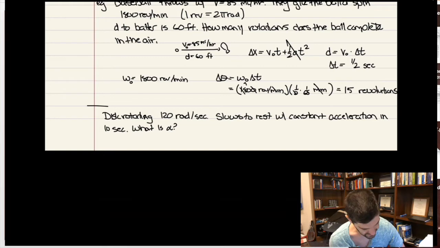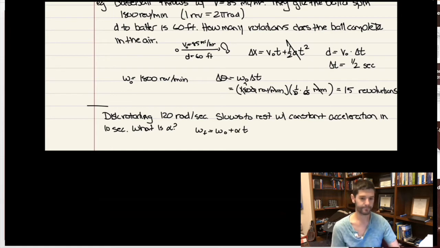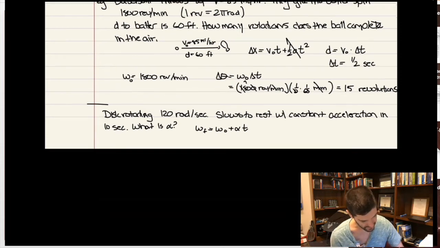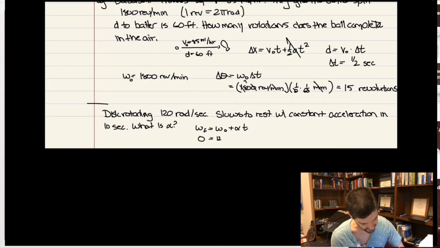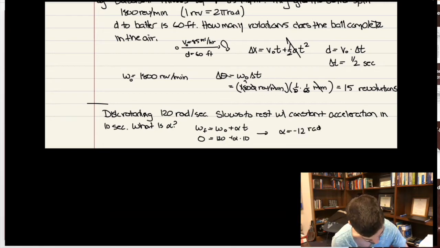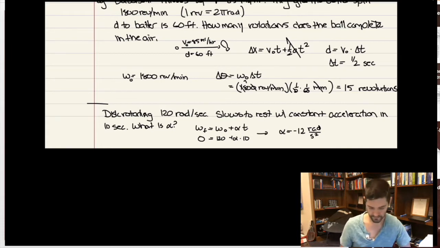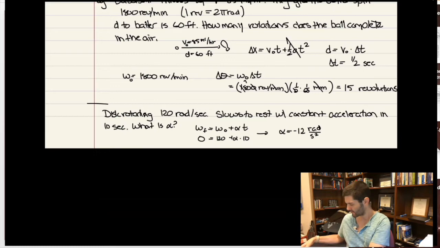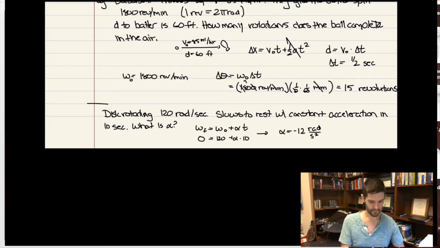In this case, we have the second kinematics equation where omega final equals omega initial plus alpha t. We had a similar one for velocity, now we have one for angular velocity. It slows to rest, so the final is 0, the initial is 120, alpha is unknown, and t is 10. So then alpha in that case is negative 12 radians per second squared. That would be like a spinning disc that slows down and down and down like an old school record player, and eventually comes to rest. If it does it at a constant rate, you can use the kinematic expressions.